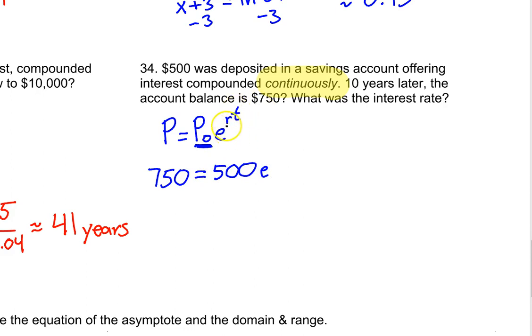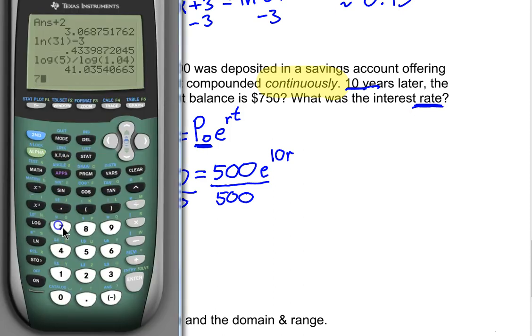e, and we're trying to find the rate here. Don't know what the rate is, but the time is 10 years. So that'd be 10 times r, where t is 10 and r just stays the same. So we need to solve this equation. Like the last one, divide both sides by 500. And we'll get, let's see here, 750 divided by 500. We get 1.5.